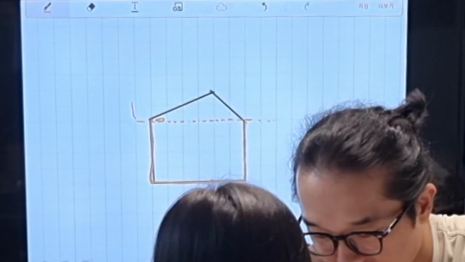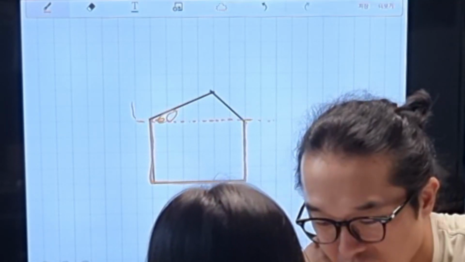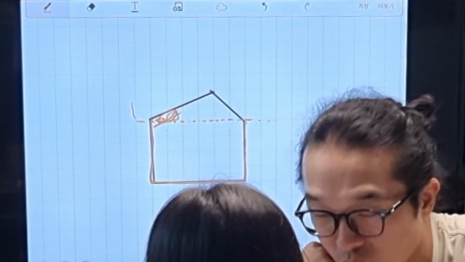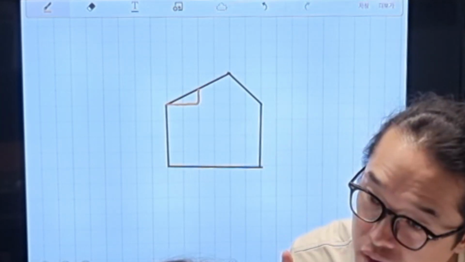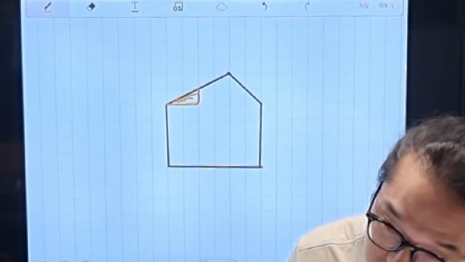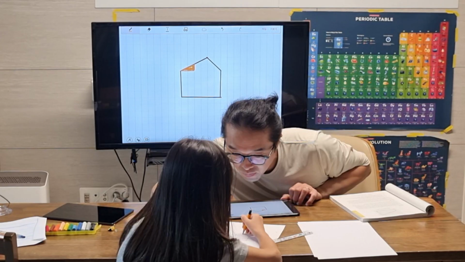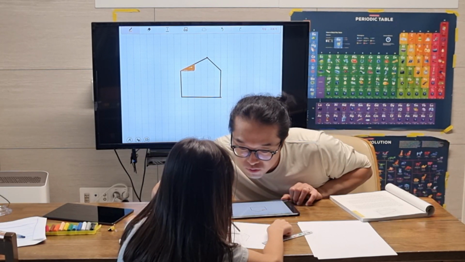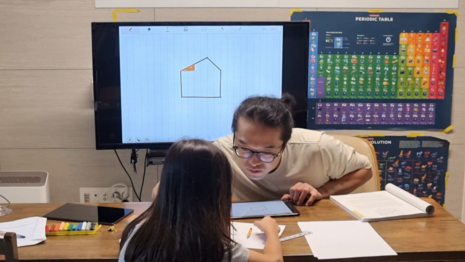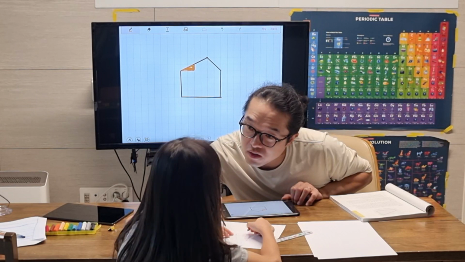Yes, what does that mean? The area of this part is 1. 1, right? You said like that. Is that right? Then 3. You mean 3? 1, 2, 3, 4, 5. The result is 6 then.